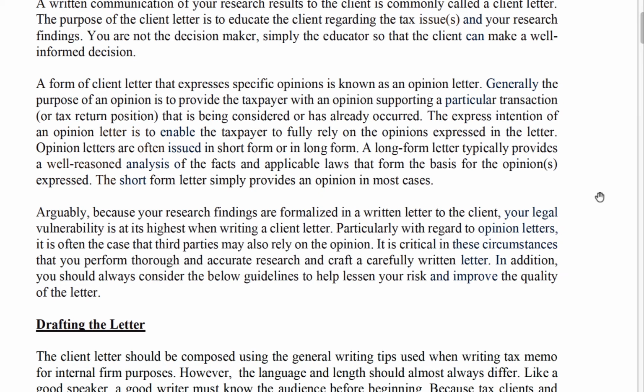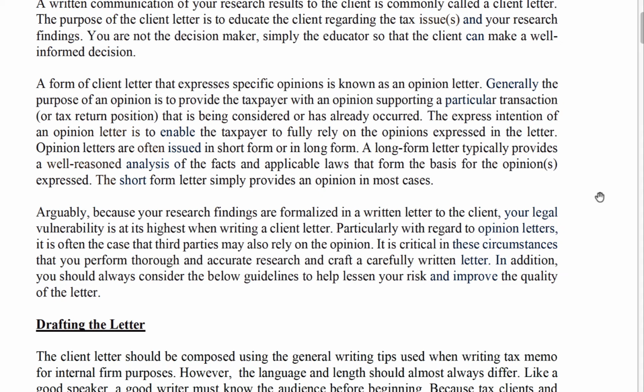Opinion letters are often issued in short form or in long form. It's almost always the case that you're going to be issuing a short form opinion, and I'll talk about that in a little bit, why that's important. But there are times where a long form letter is necessary. A long form letter typically provides a well-reasoned analysis of the facts and applicable laws that form the basis for the opinion or opinions expressed. The short form just provides an opinion in most cases.